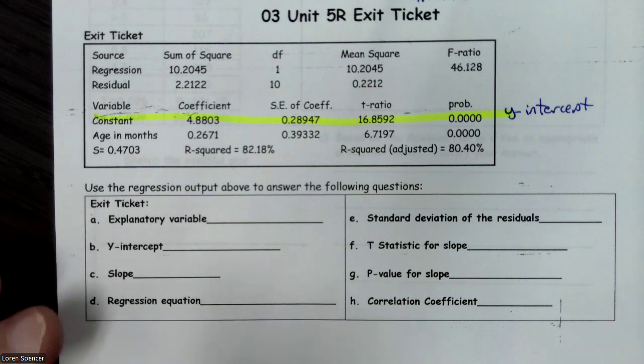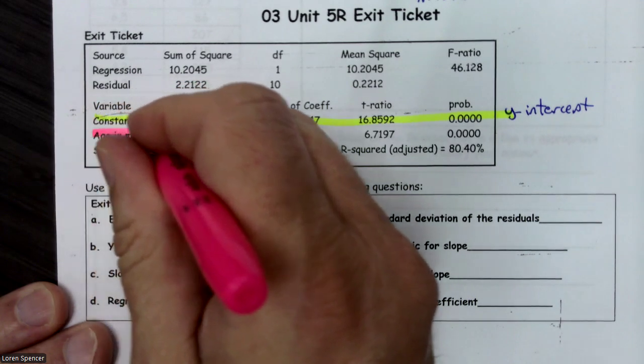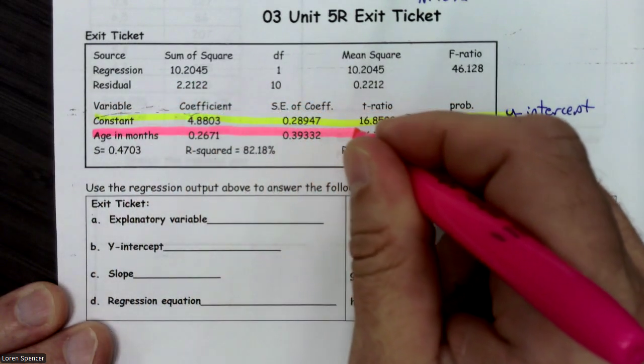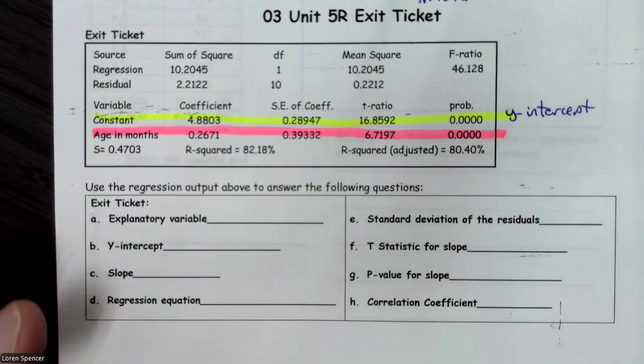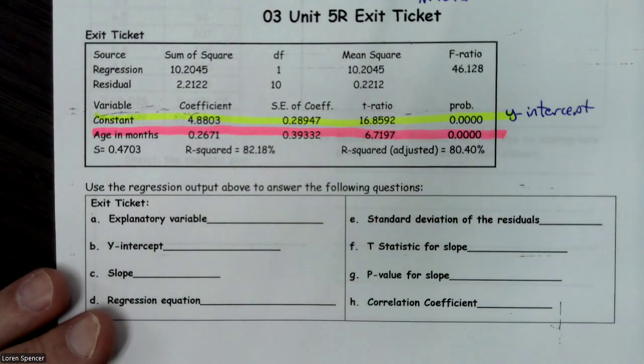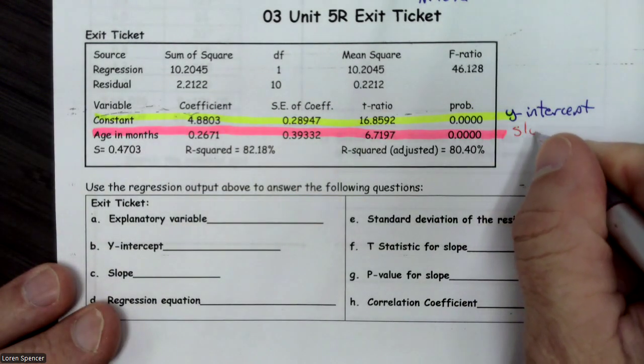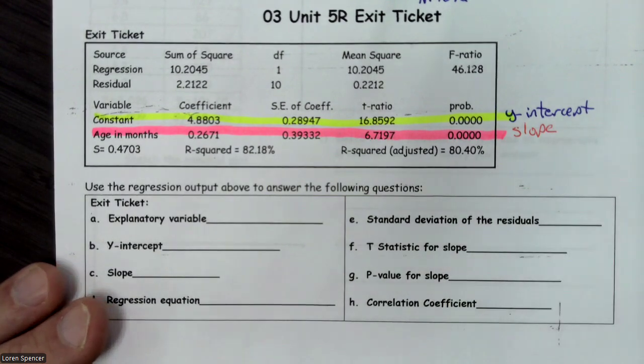After that, directly below it is always going to be the slope row, and it's always directly below it. We don't know where those two rows are going to show up. We just look for the word constant. But once we find constant, we know where the y-intercept row is, and directly below it every single time is the slope row.